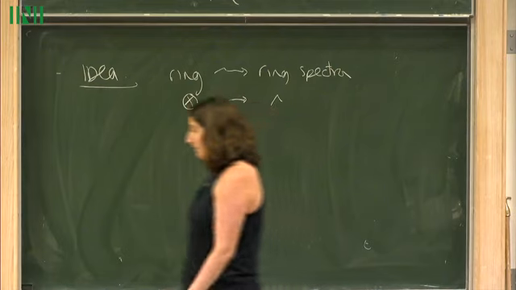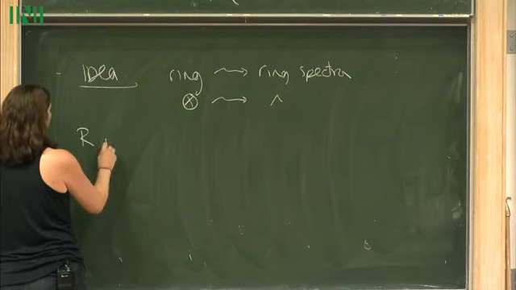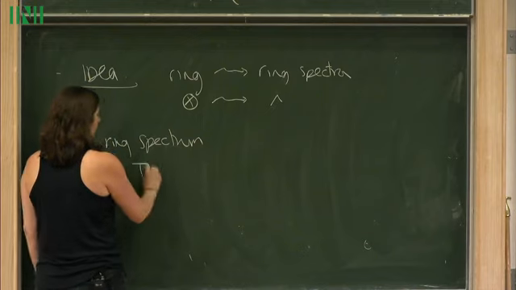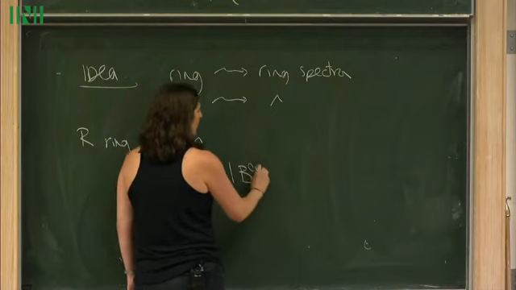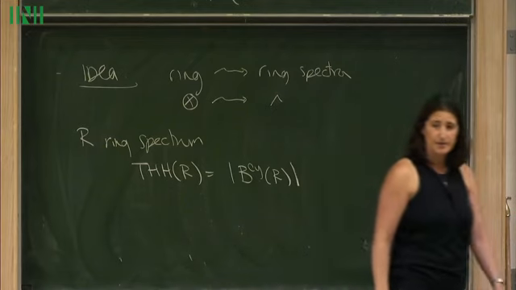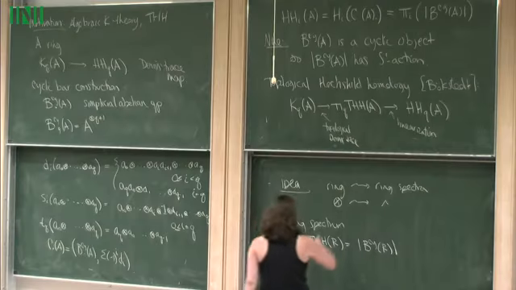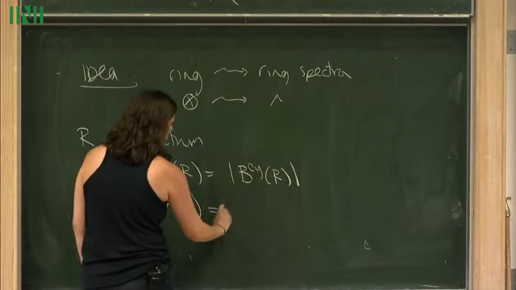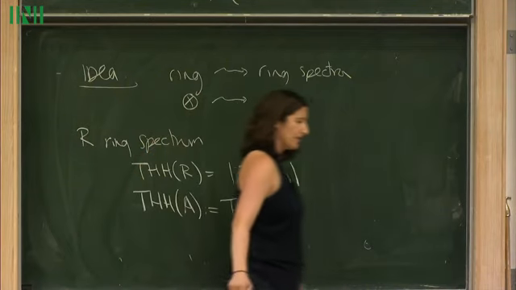So if you did that, what would be the definition that you'd come up with? Well, you'd say something like, if R is a ring spectrum, then the topological Hochschild homology of R should be the geometric realization of the cyclic bar construction on R, which makes sense as a thing to say. Up here I have topological Hochschild homology of a ring. So just by convention, when we talk about topological Hochschild homology of a ring, what we mean is topological Hochschild homology of the Eilenberg-MacLane spectrum of that ring.